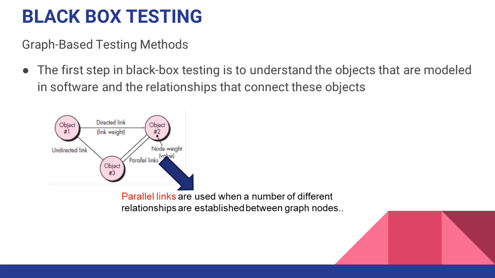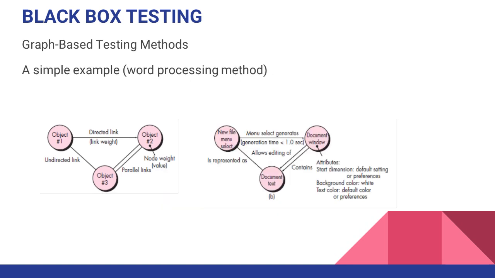As a simple example, consider a portion of a graph for word processing. Object 1, new file; object 2, document window; object 3, document text. Referring to the figure, a menu selection on new file generates a document window. The node weight of the document window provides a list of window attributes that are to be expected when the window is generated, for example starting dimensions, background color, text color, etc. The link weight indicates that the window must be generated in less than 1 second.